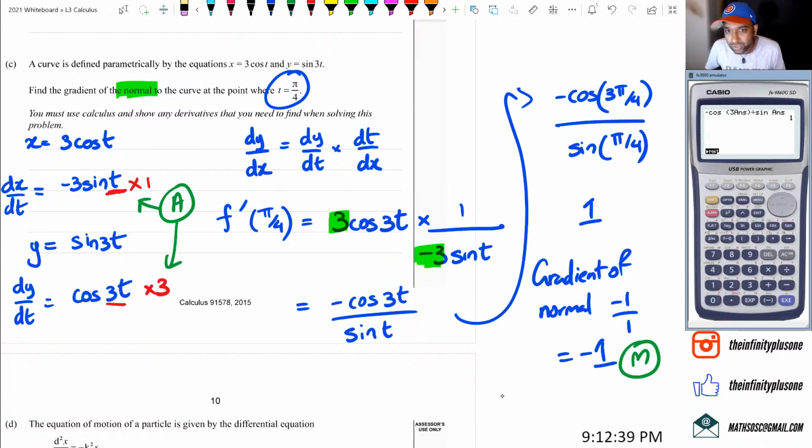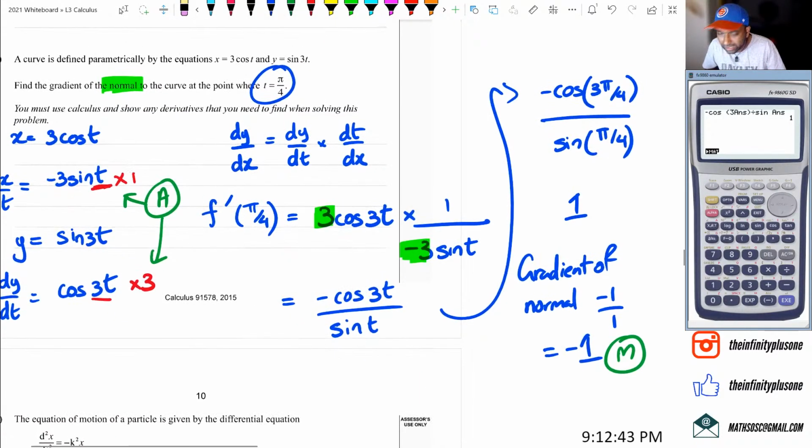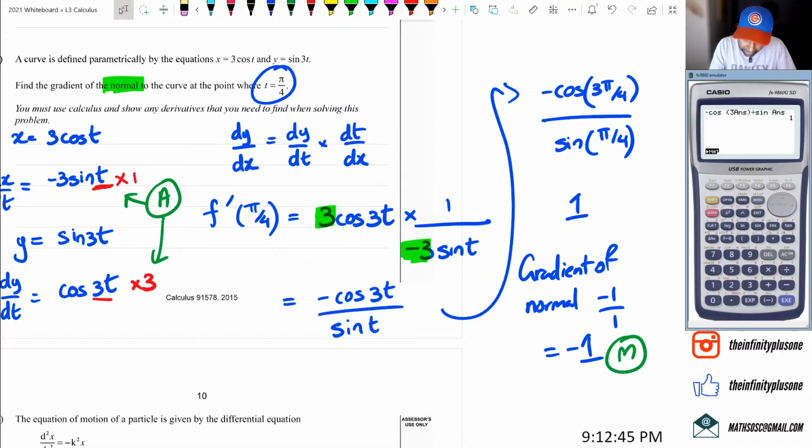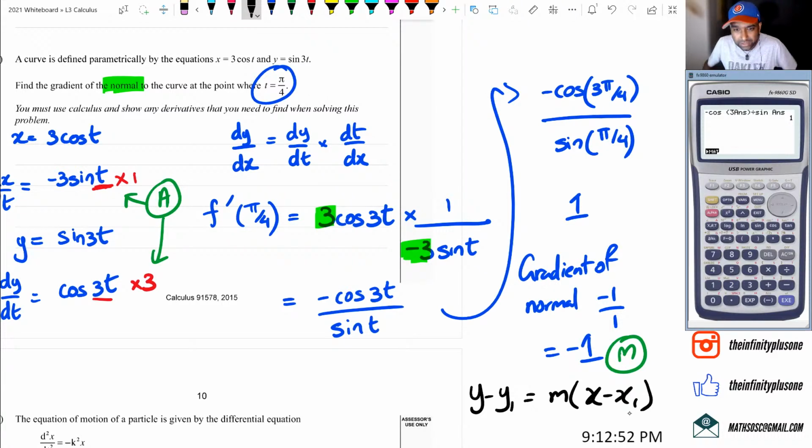Yeah, if it asks you for the equation of the normal, then you just need to put it back in the equation of a straight line, which is y minus y1 equals m times x minus x1.